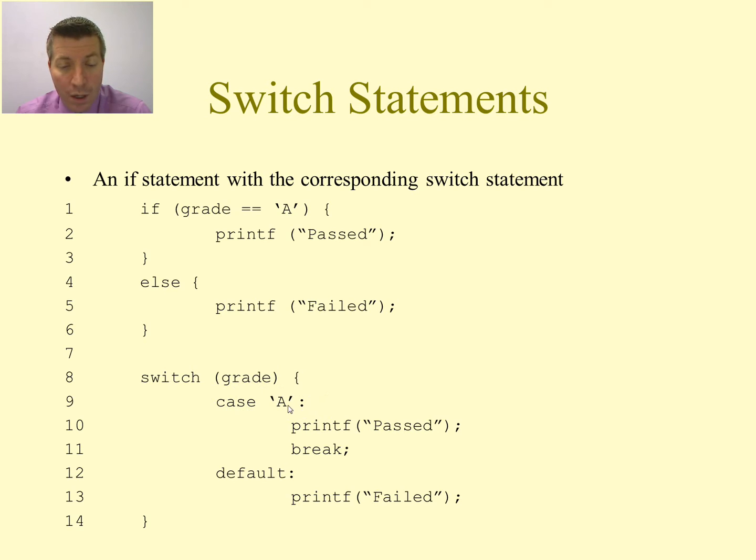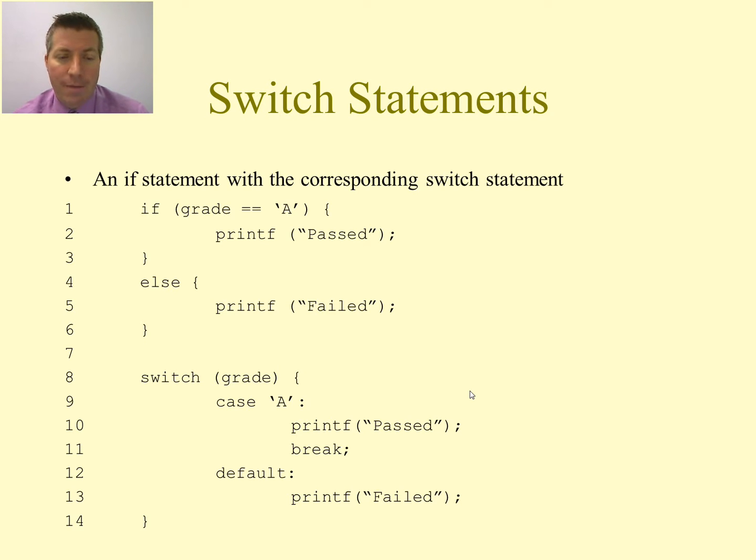If the grade was a capital A, we would execute all of the bodies of all of the conditions that follow. That means if this break statement on line 11 was not there, we would have printed out passed and then followed it by printing out failed if the variable grade had the value capital A inside of it, which was probably not our desired behavior. There are times where that may be your desired behavior. I'll show you an example of that here in just a second.